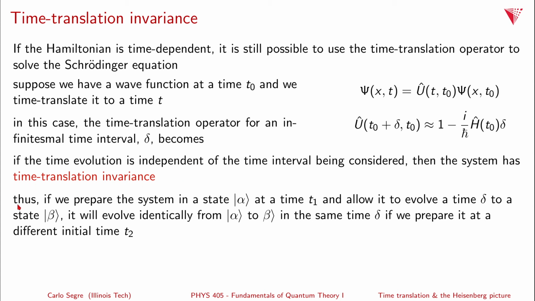So, what does this mean? If we prepare a system in a state alpha at time t1 and allow it to evolve an infinitesimal time delta to a state beta, it will evolve identically from alpha to beta in the same time delta if we prepare it at a different initial time t2. How do we write this mathematically? We say that the time evolution operator that goes from t1 to t1 plus delta is equivalent to the time evolution operator that goes from t2 to t2 plus delta.